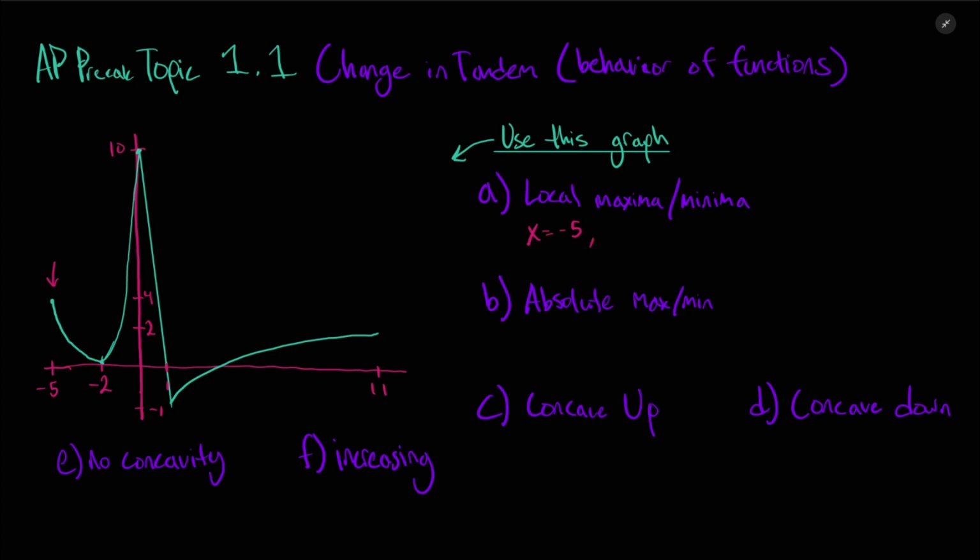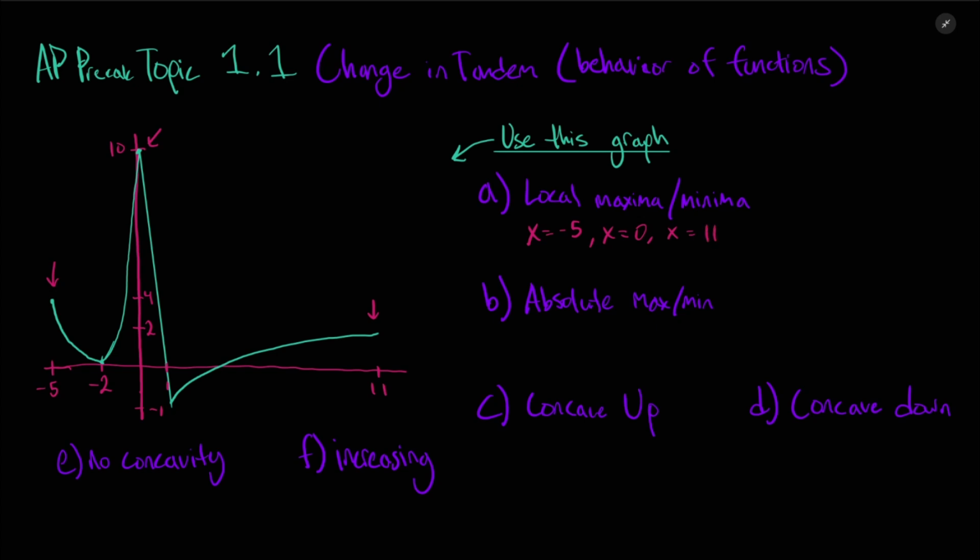Where else do we have a high point? At x equals 0, we got a super high max over there. We'll get into that later. So at x equals 0, we have another max. What else? I think that's, oh, no, this is technically a max right here, at x equals 11. Okay, cool.